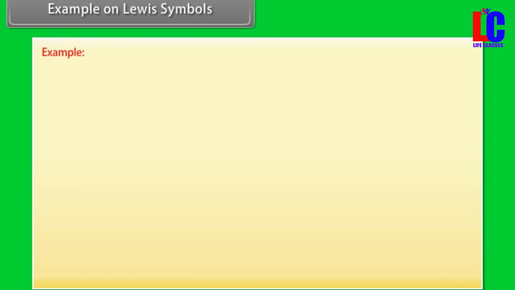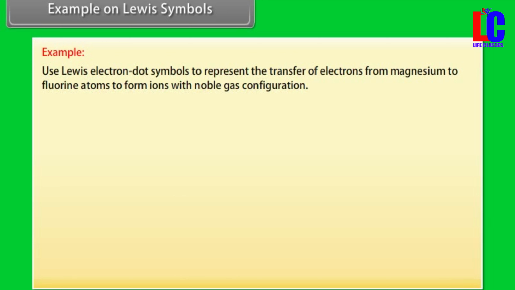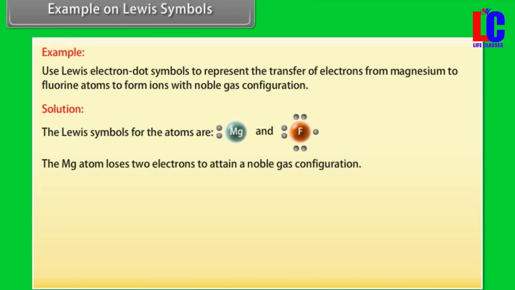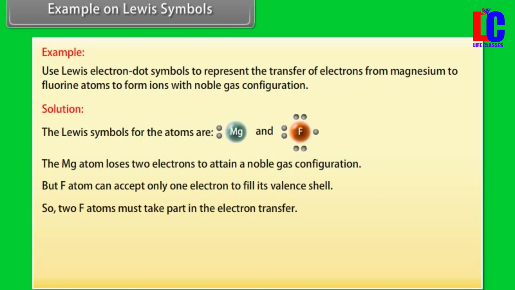Example on Lewis symbols. Let's take an example. Use Lewis electron dot symbols to represent the transfer of electrons from magnesium to fluorine atoms to form ions with noble gas configuration. Let's see the solution. The Lewis symbols for the atoms are given. The Mg atom loses 2 electrons to attain a noble gas configuration, but an F atom can accept only 1 electron to fill its valency shell, so 2 F atoms must take part in electron transfer. We can represent this electron transfer as follows.